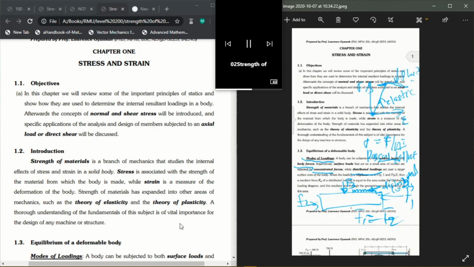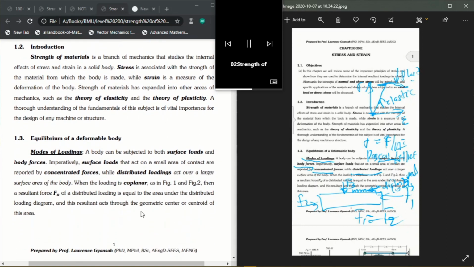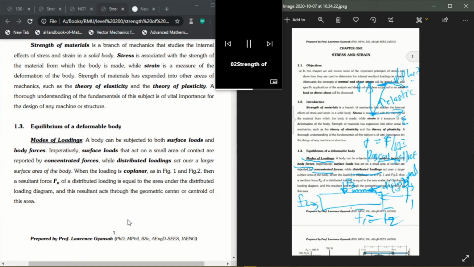There is something called equilibrium of a deformable body. When we say a body is deformed, it means it has been subjected to stresses or forces that have caused a change in its shape. Then the body is being deformed. As I said, if you sit in a car, when you buy a brand new car and use it on a very good road, the shock is okay, but as time goes on, vibrations and other unbalanced forces will cause noise within the system.